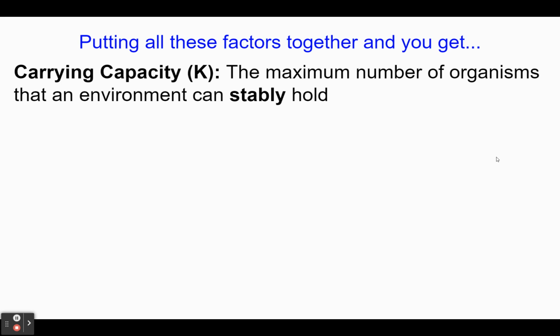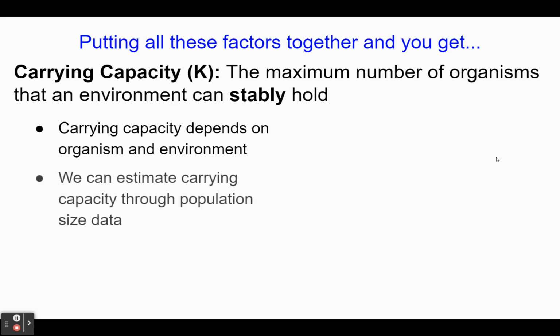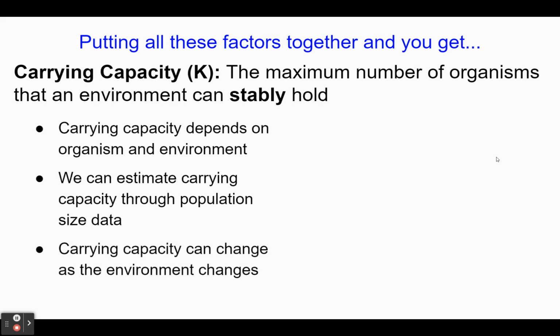There's 3 things that we need to know about the carrying capacity. Number 1, the carrying capacity depends on the organism and the environment. Different organisms within an ecosystem will have different carrying capacities. When we look at a food web, we're going to have one carrying capacity for our tertiary consumers and a different carrying capacity for our producers. Number 2, we can estimate our carrying capacity through population size data. And I'm going to show you how to do that when we look at some graphs in a moment. And finally, number 3, carrying capacity can change as the environment changes.